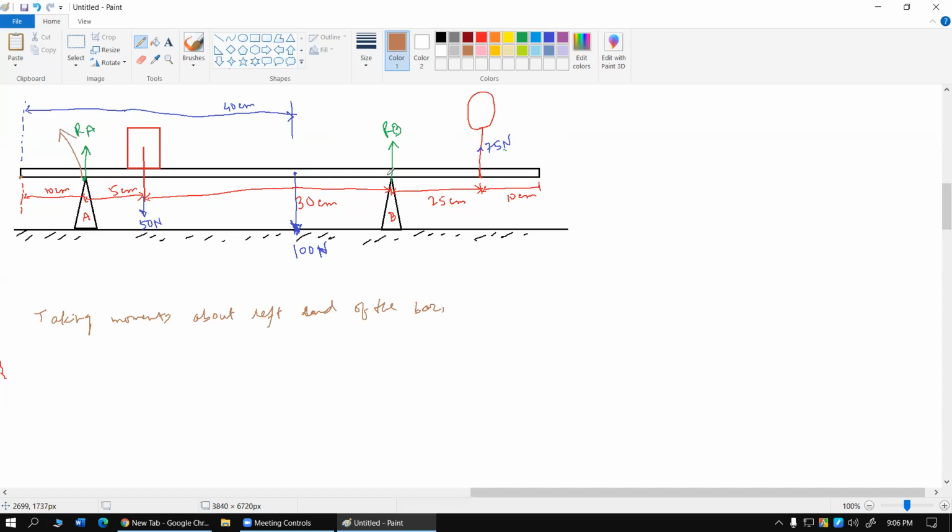this will be anti-clockwise moment, this will be anti-clockwise moment, this will be anti-clockwise moment, this will be clockwise moment, and this will be clockwise moment. So now let's write all the clockwise on the left and anti-clockwise on the right, or you can choose to write the anti-clockwise on the left and clockwise on the right, no big deal. Just write one type on the one side, other type on the other side.